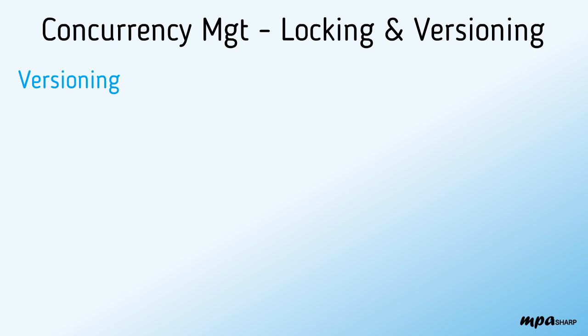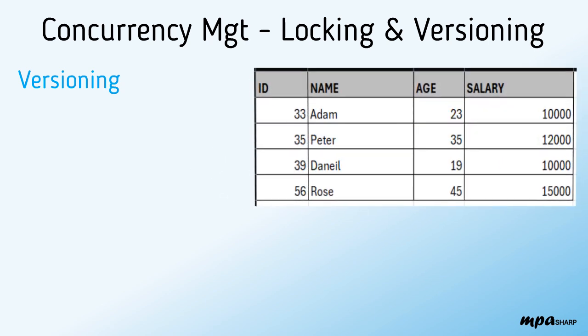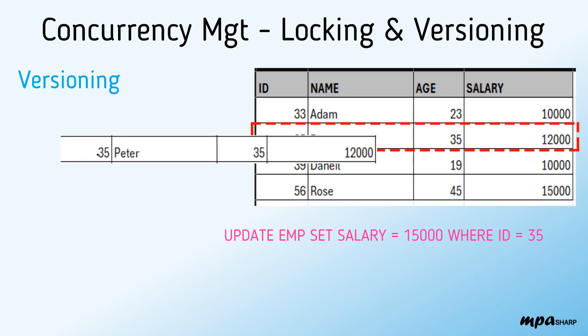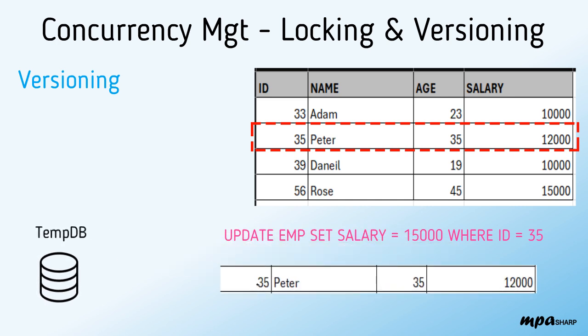For example, in our employee table, if employee ID 35 gets modified by a transaction, a copy of the original version of that row gets stored in TempDB, so the other transaction can continue to access the unmodified version. This is a much more recent technique, and the isolation levels using versioning are Read Committed Snapshot, or RCSI, and Snapshot Isolation, which goes in short form SI. Versioning helps reduce blocking and deadlocks, and improves concurrency.